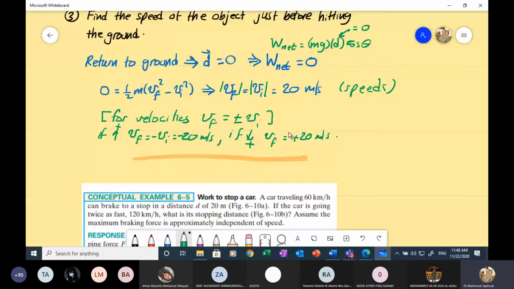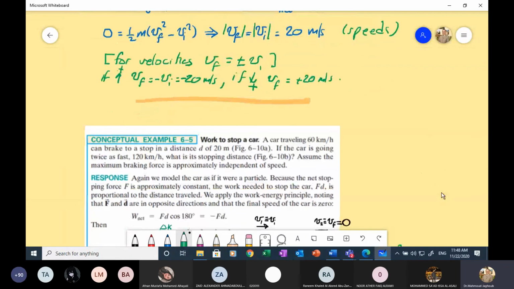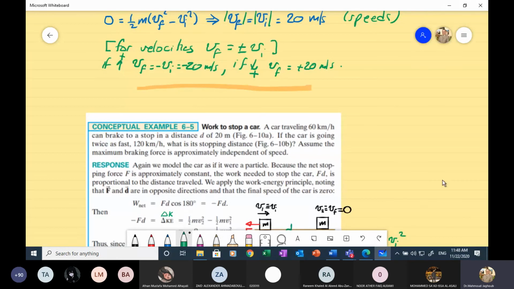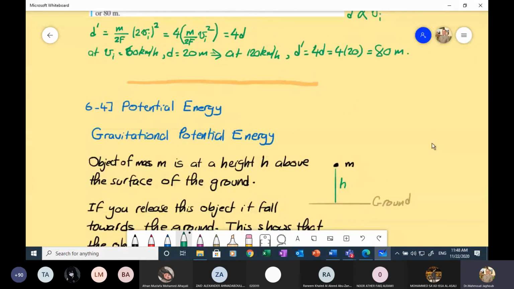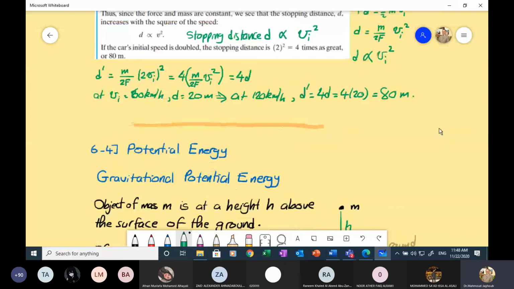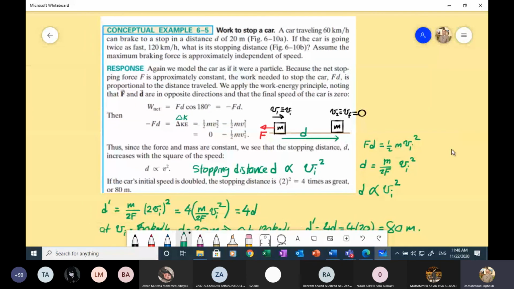But the question did not ask for velocity. It asked for speed. So this is a golden opportunity for you. If you are not quite sure about equations of motion and how to use them, you can use this. Let's have another example and see how beautiful this formula is. What can we use it for?